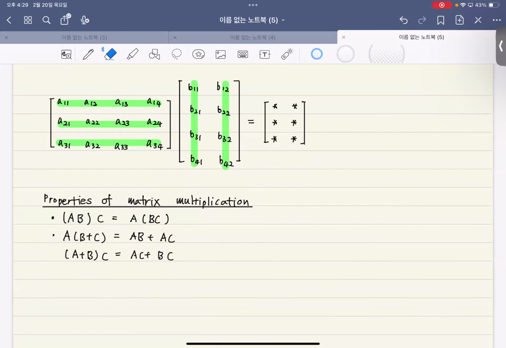I will not prove this, but the commutativity of matrix multiplication is not true. Even if your matrices A and B are square matrices with the same dimensions, AB may not be the same as BA.